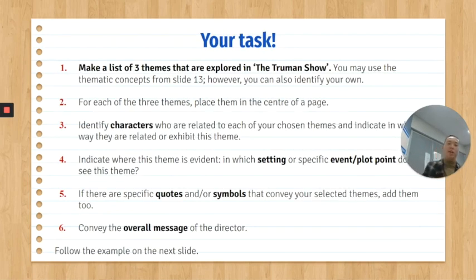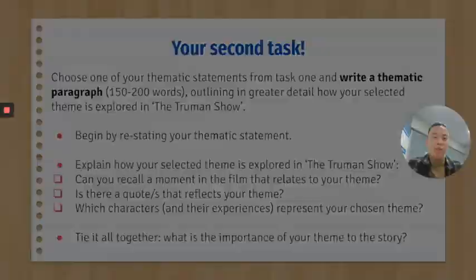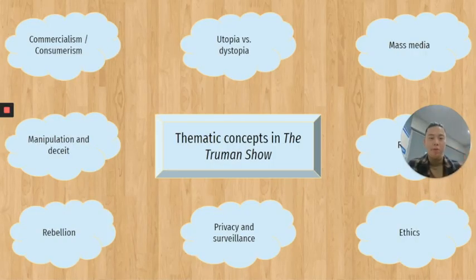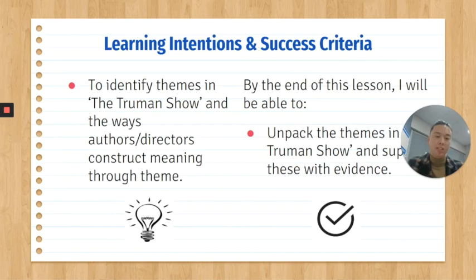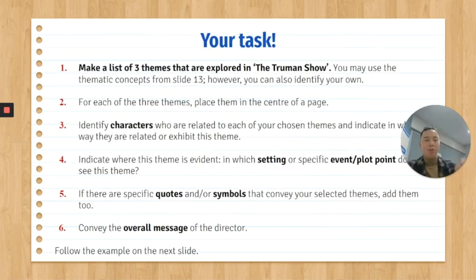So your job today is to create a thematic mind map. So I first want you to make a list of 3 themes that are explored in The Truman Show. Now you can use the themes from slide 13. You could choose 3 of them, or you could come up with your own, because by no means are these 8 thematic concepts an exhaustive detailed list. These are just some of the main themes. You can choose other ones if you're interested in a theme that isn't on that slide. So firstly, I want you to make a list of 3 themes that are explored in The Truman Show. However, you can also identify your own.